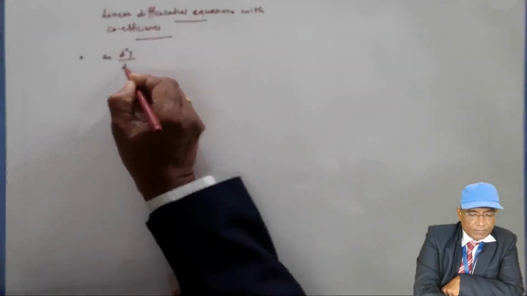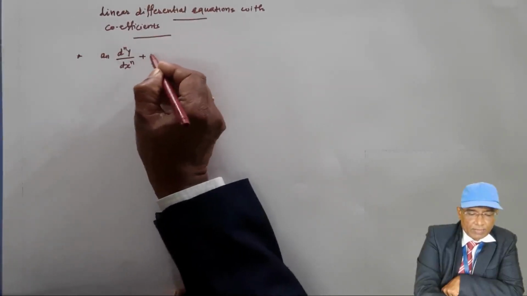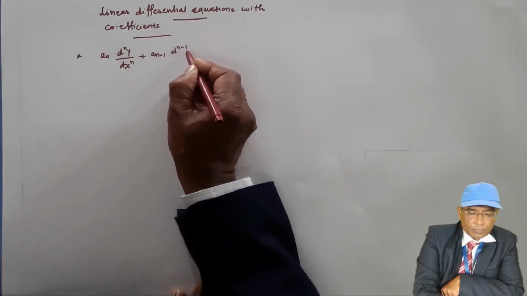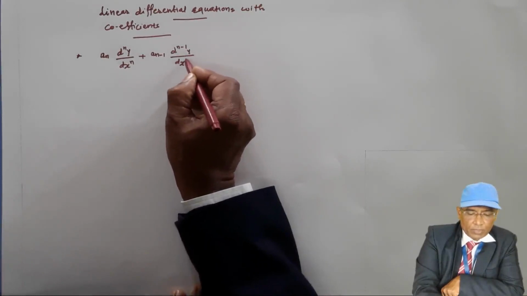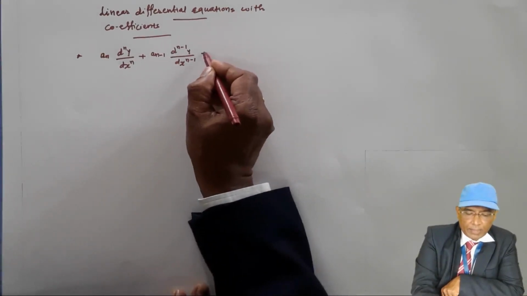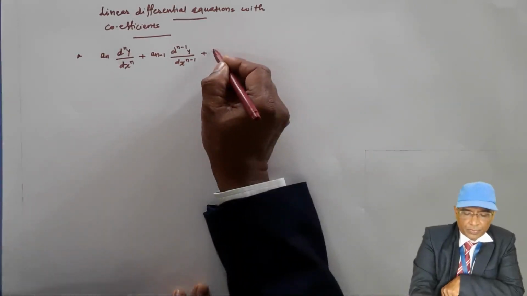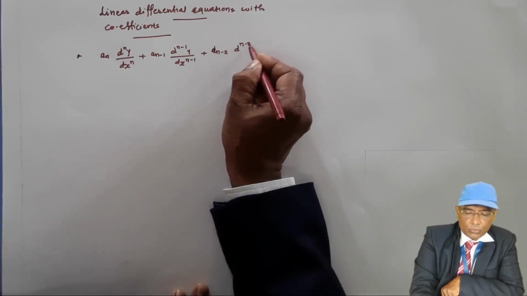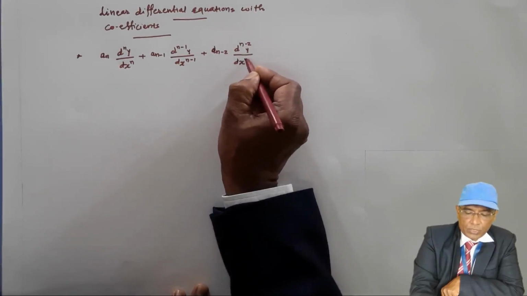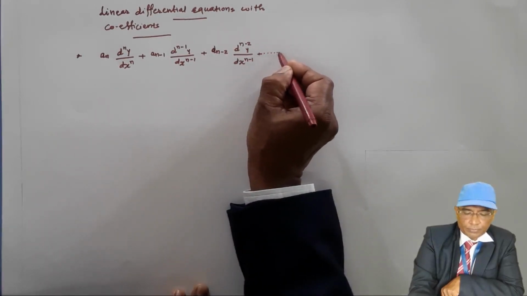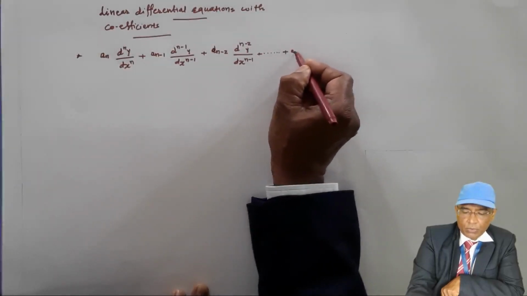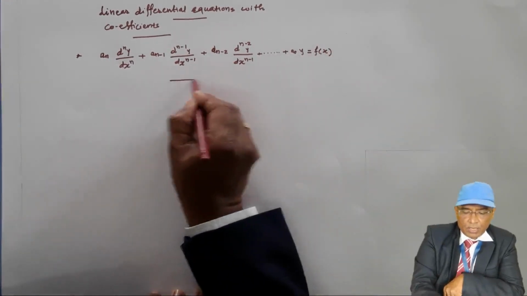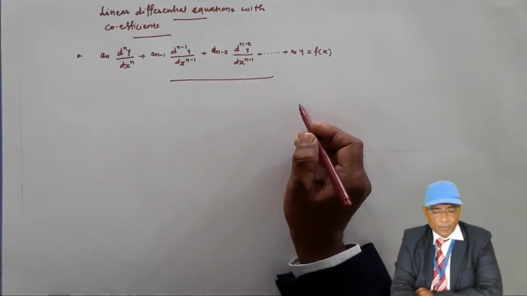The linear differential equation with constant coefficients, in general, I am going to write as: a_n d^n y by dx^n, where d^n y by dx^n is the nth derivative, plus a_(n-1) d^(n-1) y by dx^(n-1), where all the a's are constants, plus a_(n-2) d^(n-2) y by dx^(n-2), and so on, plus a_0 y, equal to a function of x. Okay, this is a linear differential equation with constant coefficients.